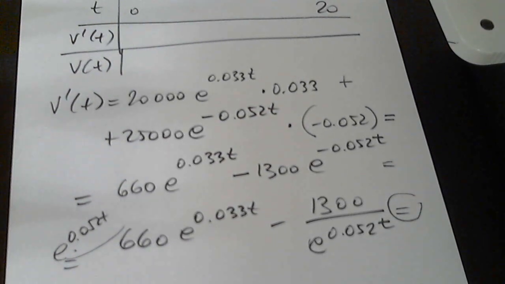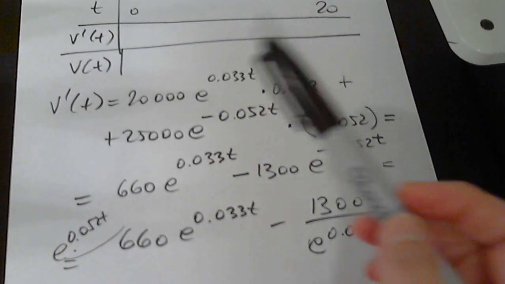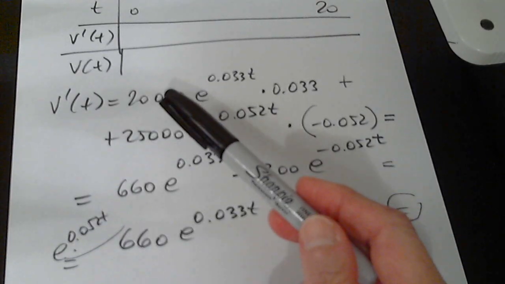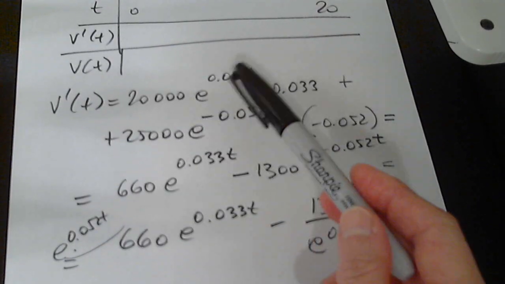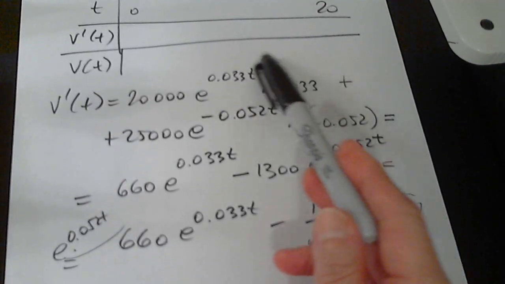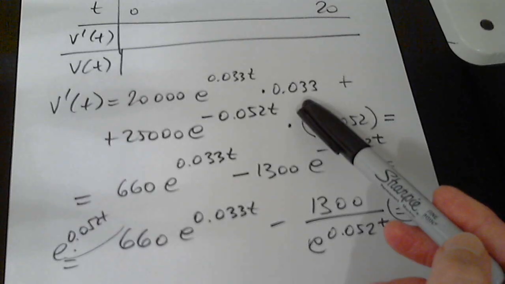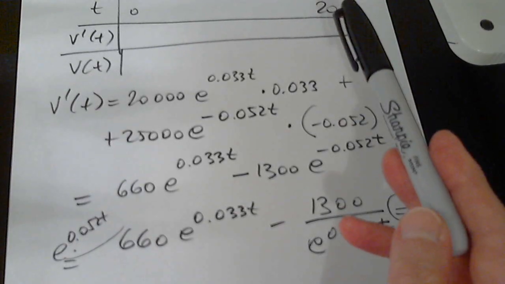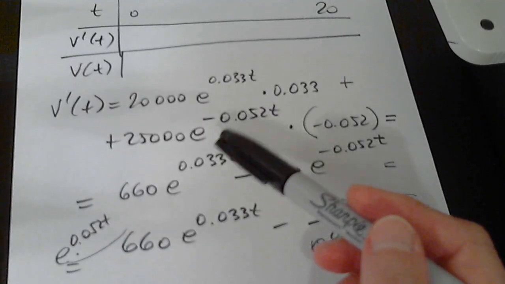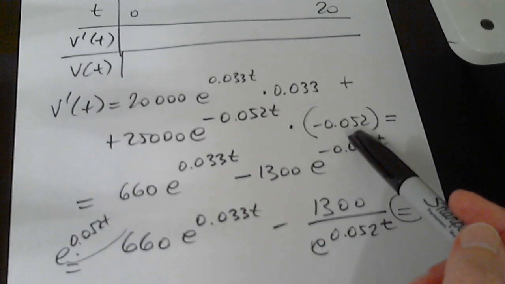Summarize again for a moment. I had to differentiate. So 20,000 times e to a function prime is e to the function times the inner function prime, plus the second part, 25,000, e to a function prime is e to the function times the inner function prime.